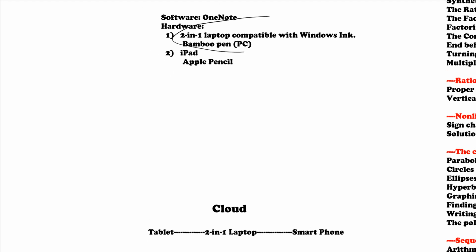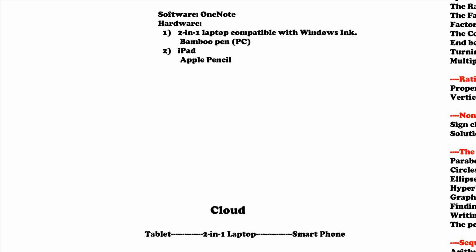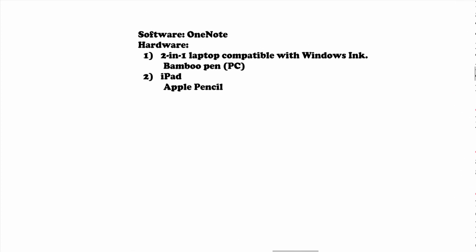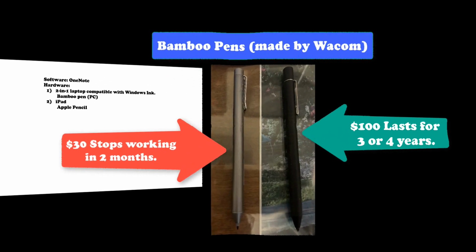So you can get either a 2-in-1 laptop or an iPad or both. Just be aware that if you buy both of these, there are syncing problems between the devices, so you're going to have to deal with those problems. So if you buy the iPad, you'll need the Apple Pen. If you buy a 2-in-1 laptop, you'll need any kind of digital pen. They sell a lot of different ones that are compatible with the 2-in-1 laptops, but probably the most common one is the bamboo pen. That's the one I'm using now.